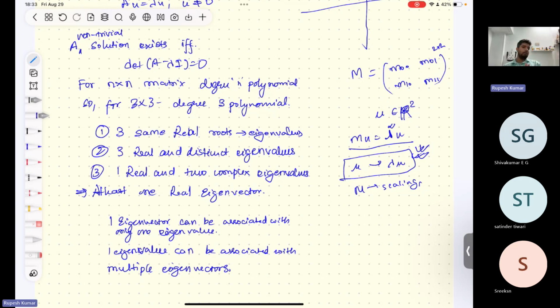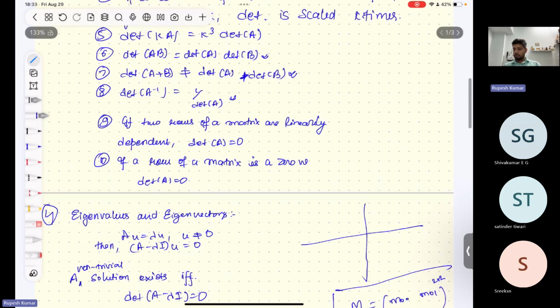It also depends, there are multiple factors, but it gives some overview that this might be a scaling matrix. But what I'm saying is, for any matrix, even if it's not a scaling matrix, you can find a vector U such that MU equals lambda U, mapping the vector U to lambda U. How? This brings us to the concept of eigenvectors and eigenvalues.